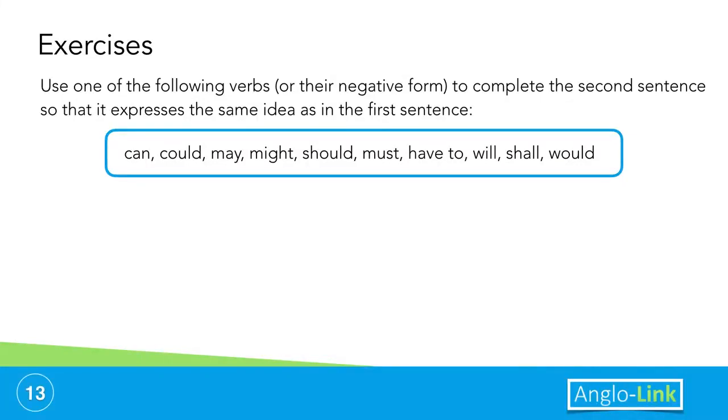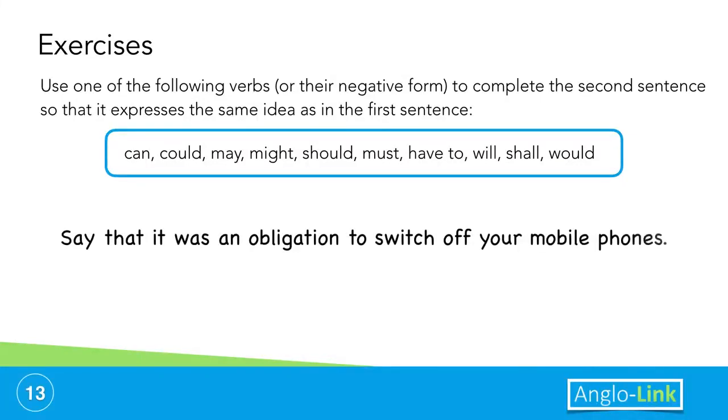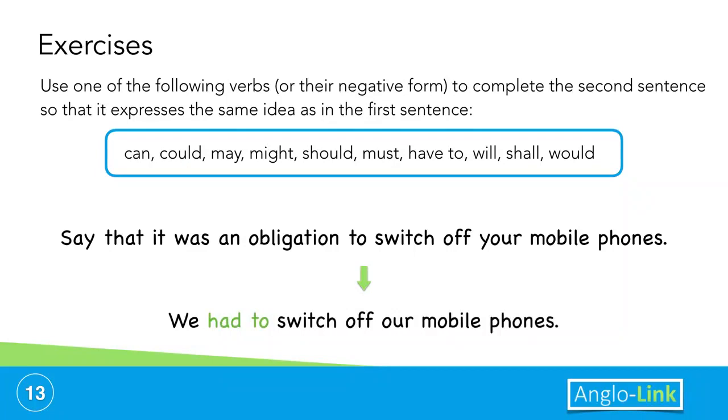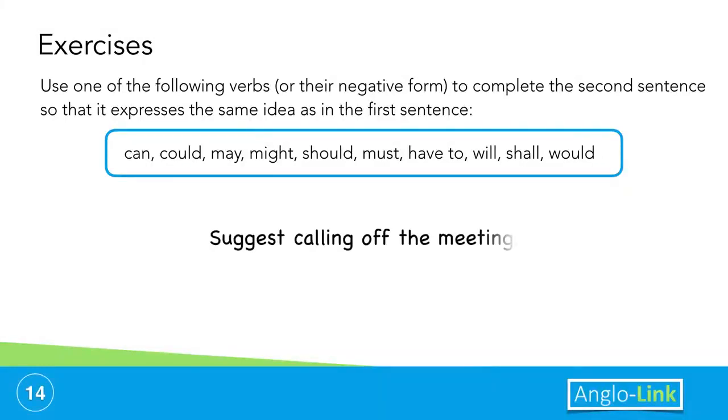Number 13. Say that it was an obligation to switch off your mobile phones. An obligation in the past. Had to. We had to switch off our mobile phones. Number 14. Suggest calling off the meeting. A suggestion for the group. Shall we call off the meeting? Or we could call off the meeting.